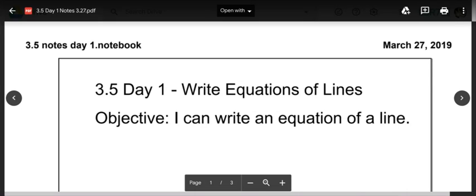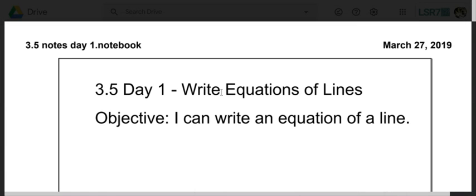Okay, grab something to write with and copy down notes as you follow along. We're doing 3.5 Day 1, Writing Equations of Lines.